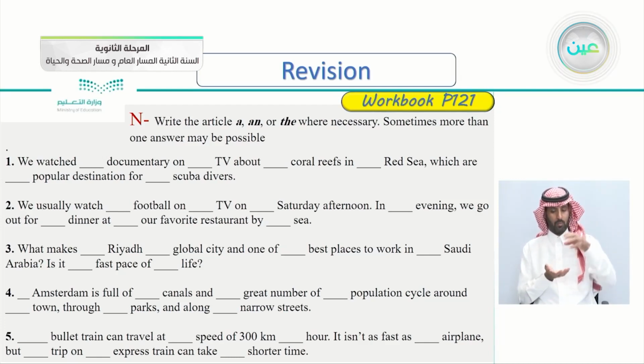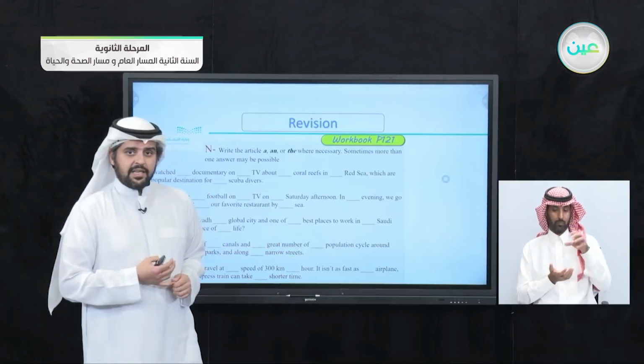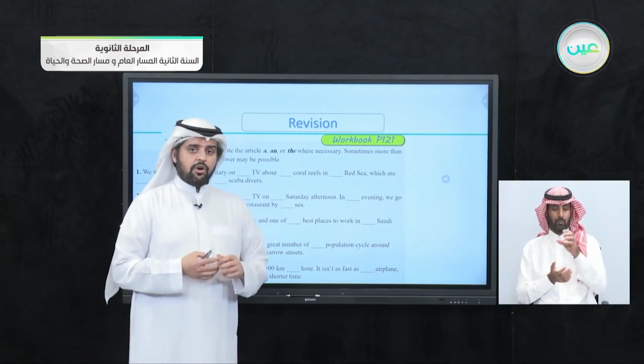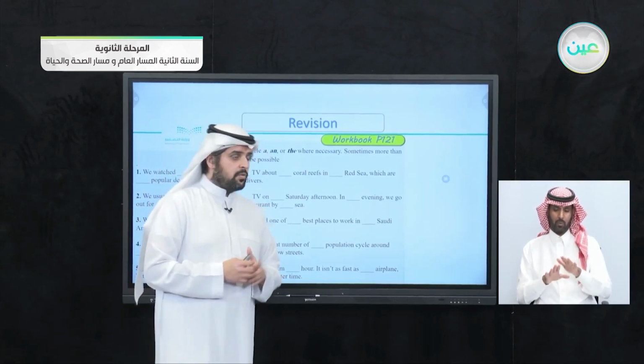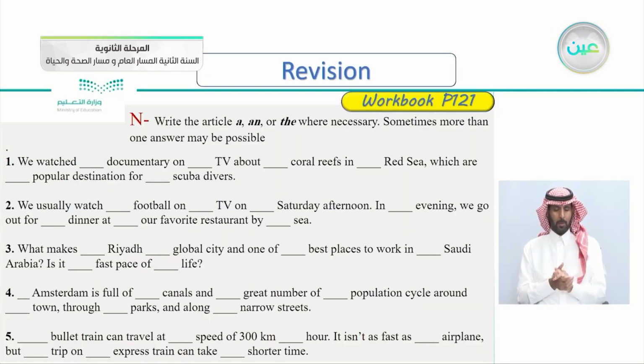Jumping on to the next exercise, exercise N, write the article a, an, or the where necessary. Sometimes more than one answer may be possible. So in each gap, we write a, an, the, or just leave it when necessary. And remember, sometimes more than one answer may be possible. So number 1, we watched a documentary on TV. We have 2 gaps here.